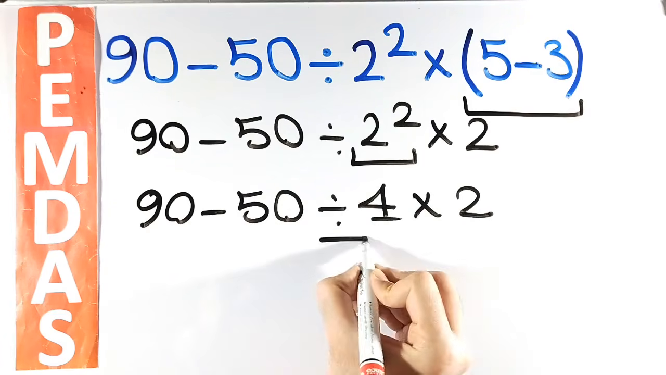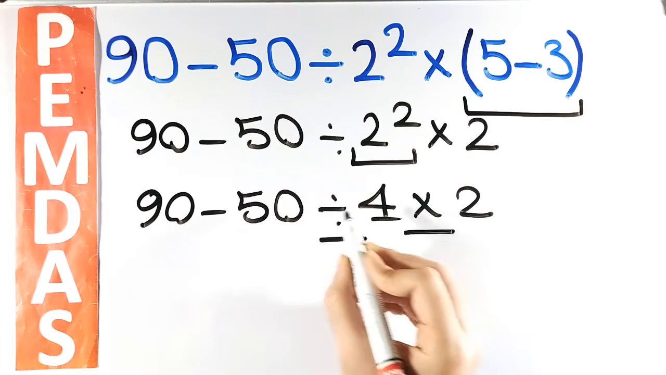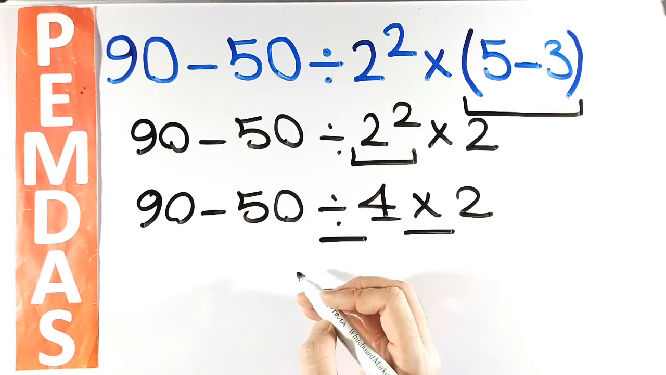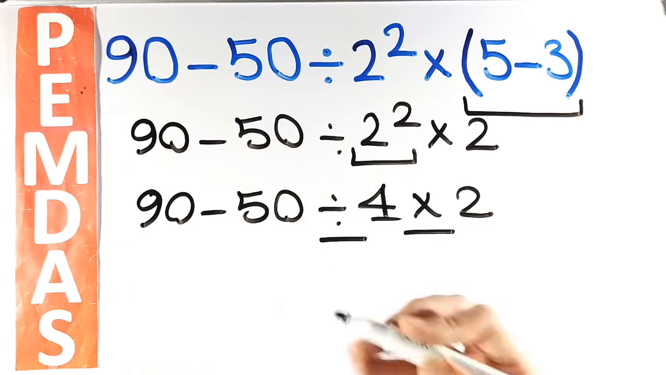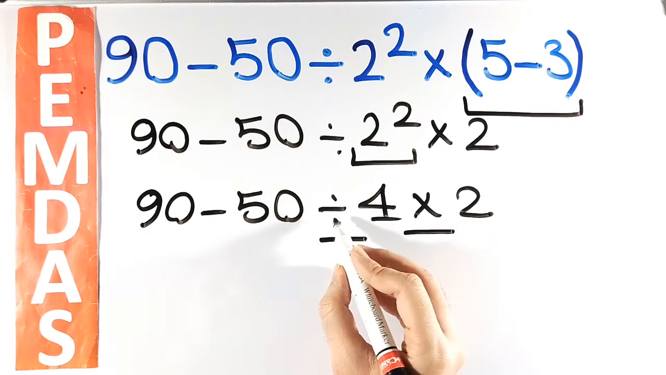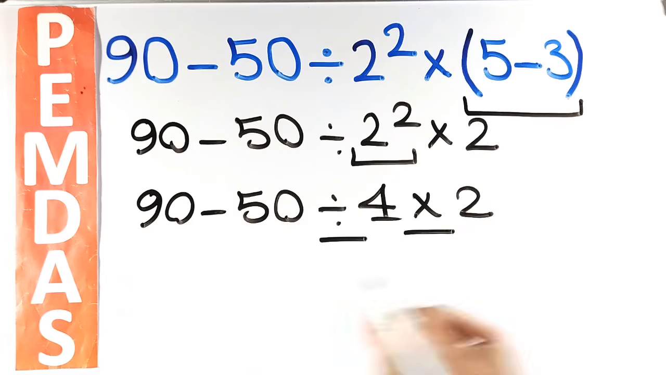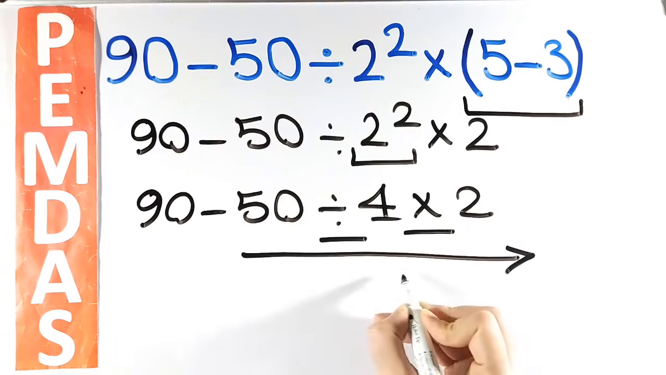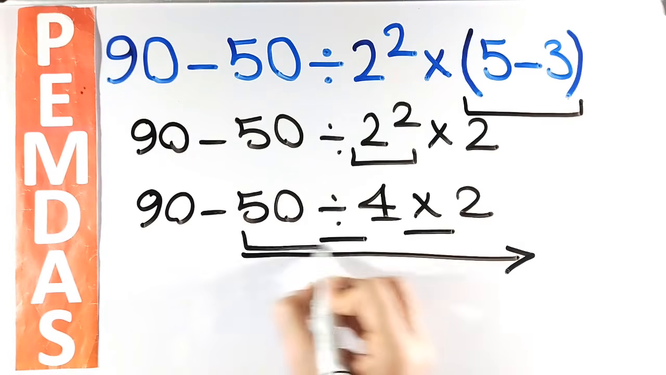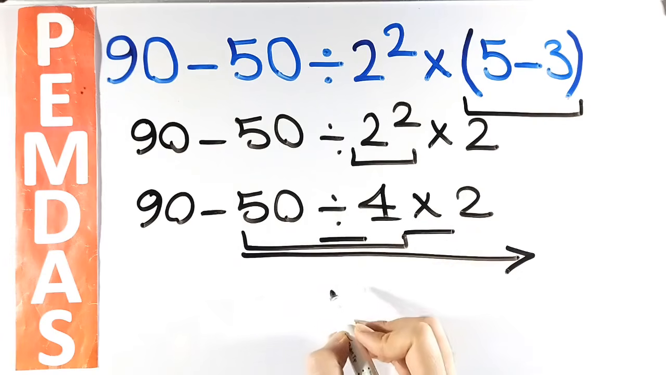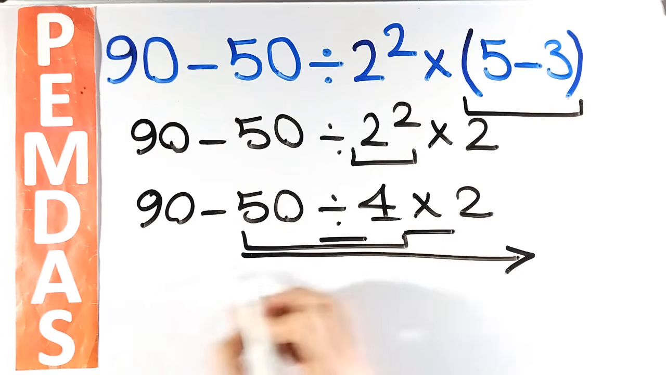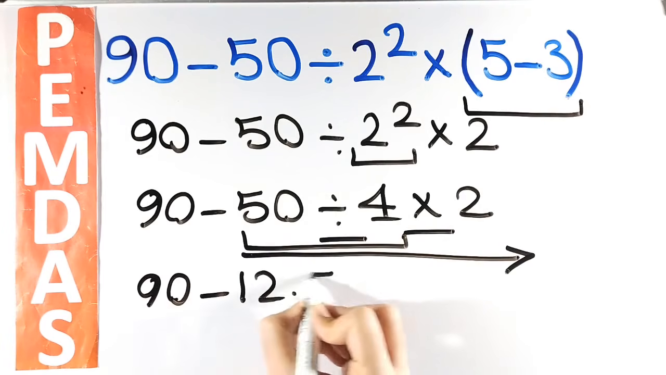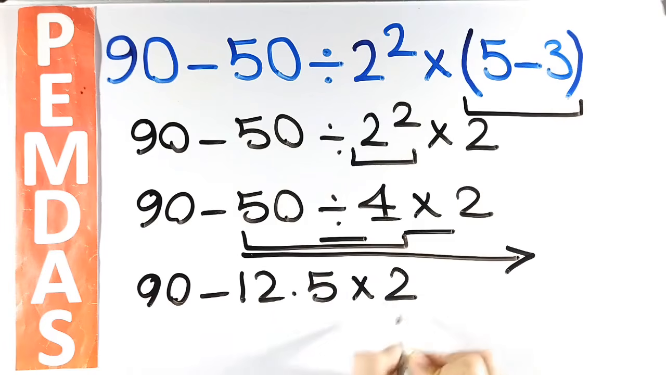Then, we move on to the division and multiplication because these two operations have a higher priority than subtraction. However, we must pay close attention that multiplication and division have equal precedence and we must perform these two operations from left to right. So, first we go for the division between 50 and 4. And instead of this expression, we can write 90 minus 12.5 multiplied by 2.